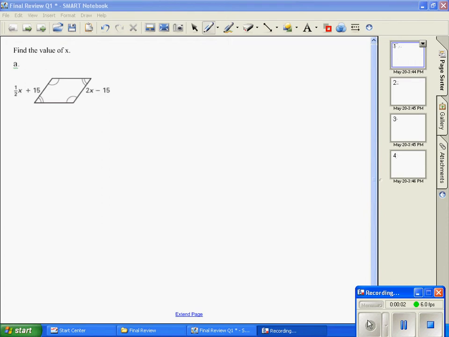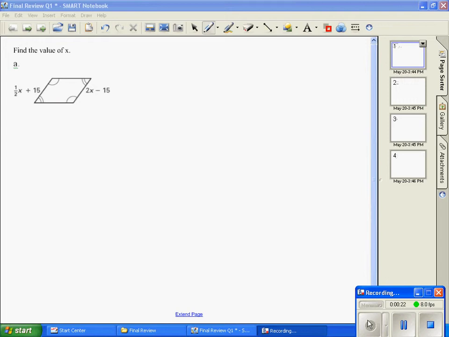Find the value of x. To solve this problem, first we have to look at what type of quadrilateral we have. The picture gives us a clue. We have two pairs of angles that are congruent to each other. They're opposite to each other. So therefore, since opposite angles are congruent, we have a parallelogram.